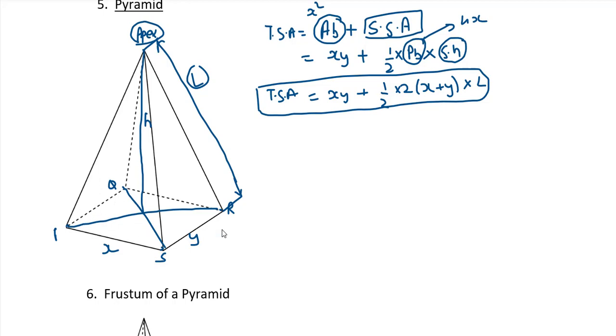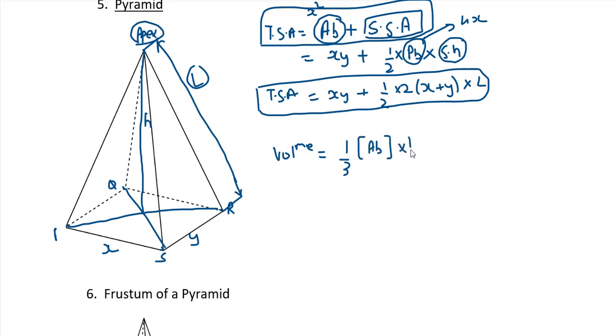So the base can take any shape, but if you remember this formula, you can easily arrive at your answer. So what will be the volume formula? Now, volume of a pyramid, the formula is 1 by 3 into area of the base into the vertical height h.